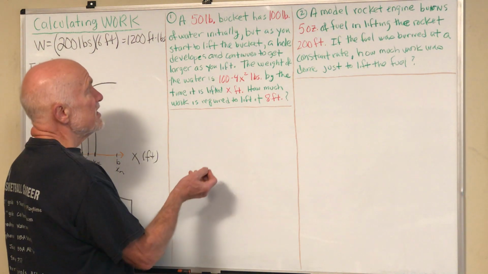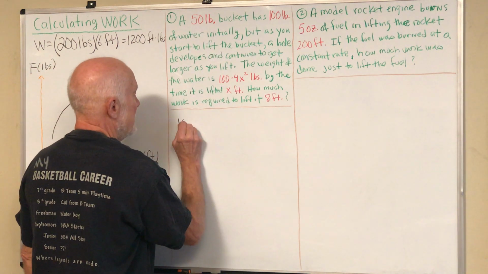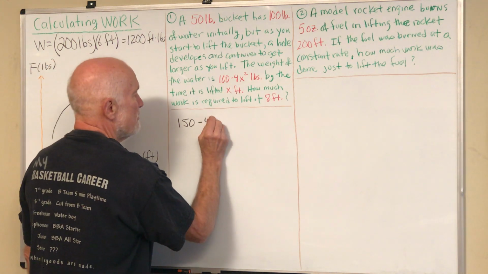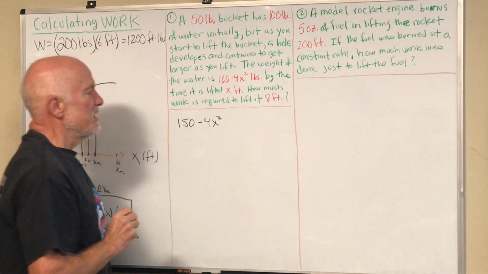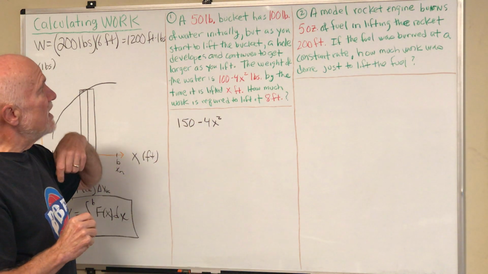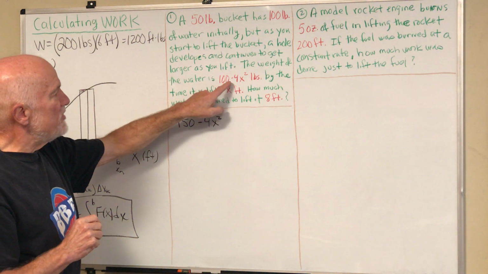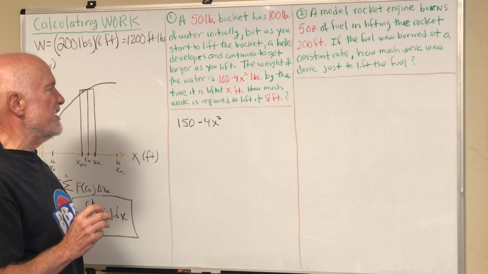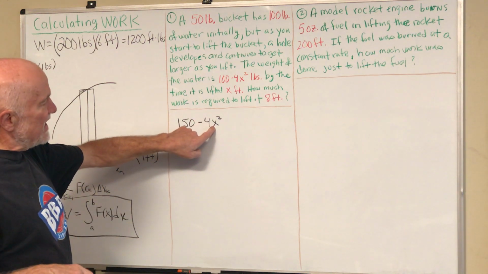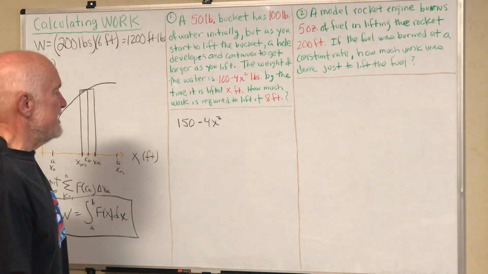So the force, the weight is 100 pounds plus 50 pounds initially. But then you have to subtract 4x squared, because when it's 1 foot up in the air, the weight of the water is only going to be 100 minus 4, or 96. And you can see as x gets bigger, the weight is getting less at a faster rate.